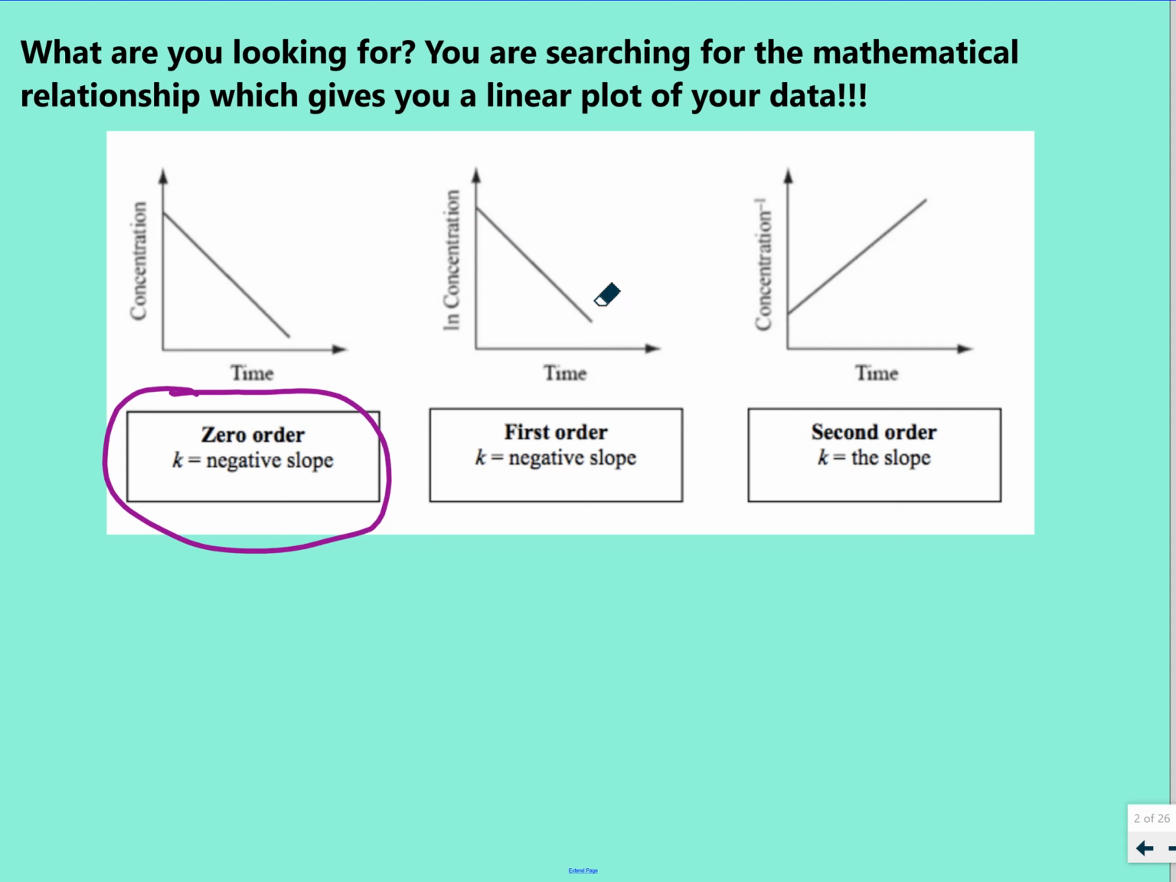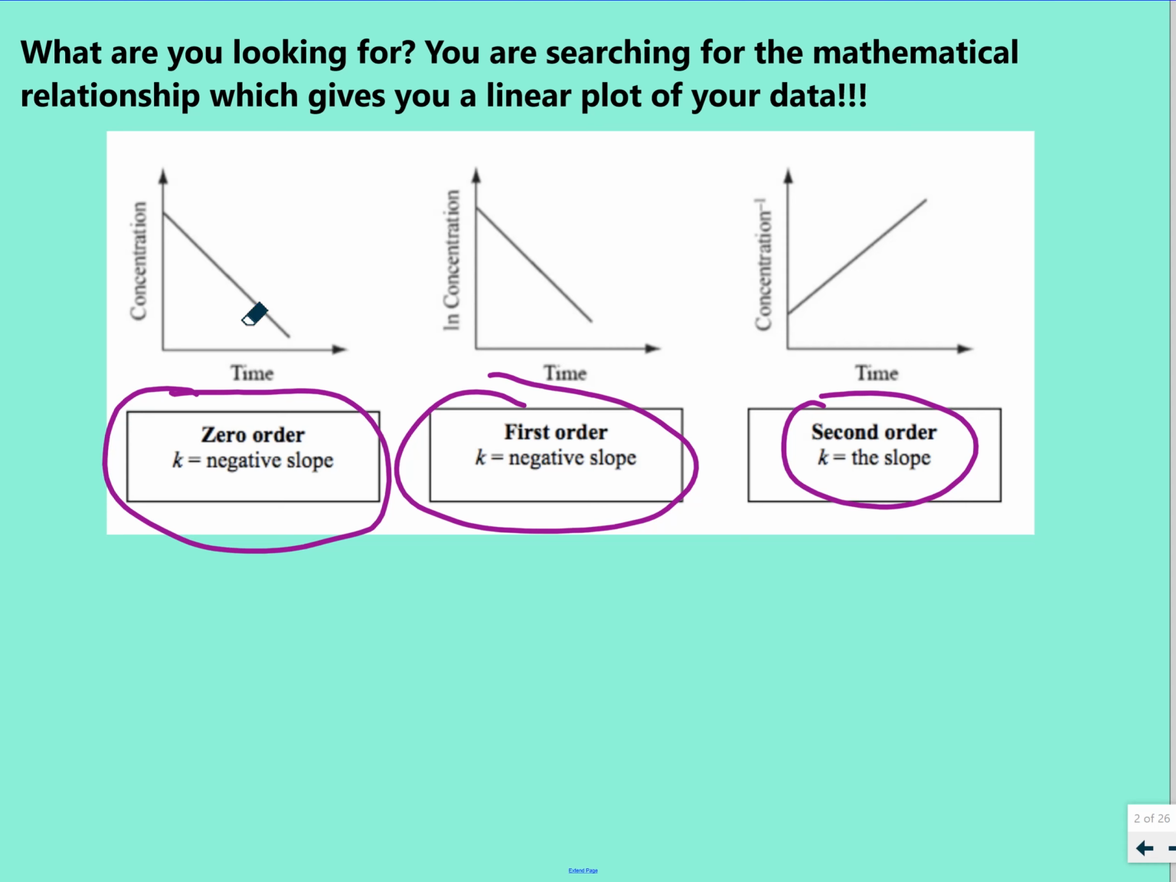Ln of concentration versus time will give you a straight line if it's first order with respect to whatever concentration you're dealing with. And once again, k has to be a positive number, so the opposite of the slope is what your k is. And then for a second order reaction, you graph the 1 over the concentration, and that will give you a straight line, and your k will just be the slope.